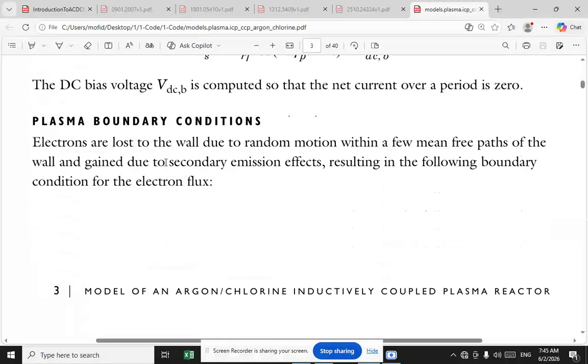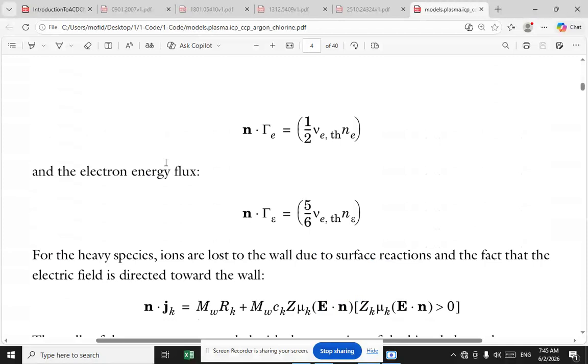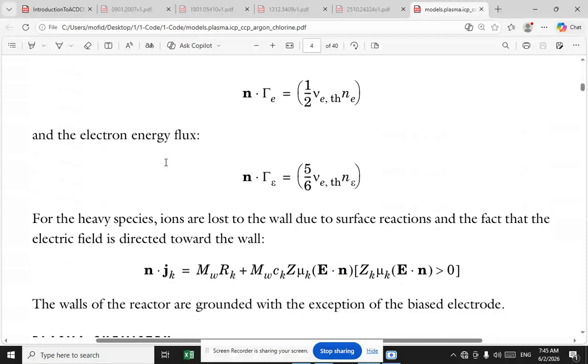Plasma boundary conditions: electrons are lost to the wall due to random motion within a few mean free paths of the wall, and gained due to secondary emission effects, resulting in the following boundary condition for the electron flux: Γ = 1/2 v_th n_e. And the electron energy flux is Γ_ε = 5/6 v_th n_ε.